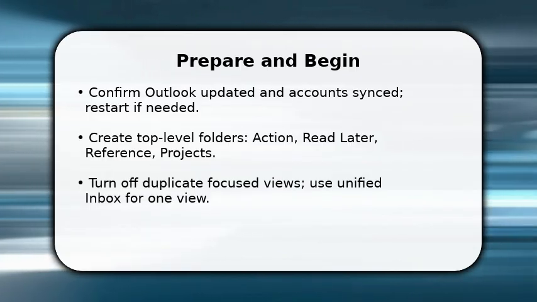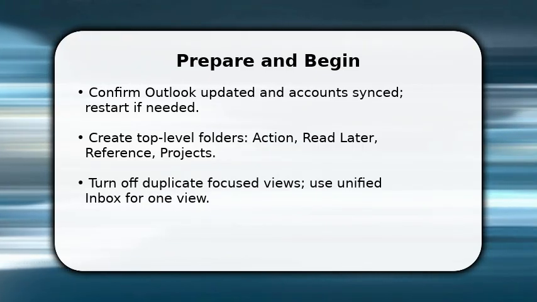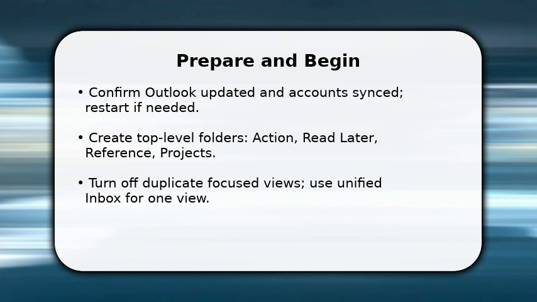Once done, disable duplicate focused views and switch to a unified inbox so you see every message. Next, move 3 representative emails into those folders to seed automated sorting. This small act trains you and gives immediate visible progress that makes the next steps faster.